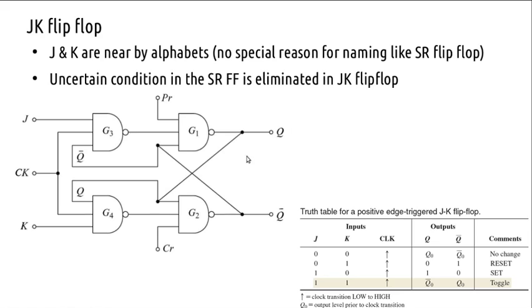Toggle means if Q was 0 initially, then the complementary output Q bar is 1. When you apply 1 1, Q switches to 1 and Q bar switches to 0. That is, it toggles: the output will be the complement of the previous state. So this is called toggle mode. Now toggle mode has some problems as well as advantages, so we have to see something.